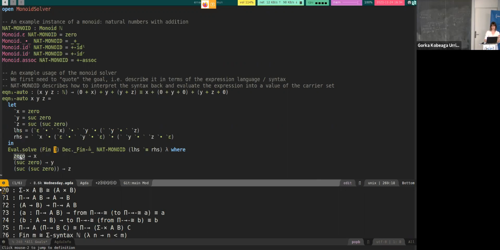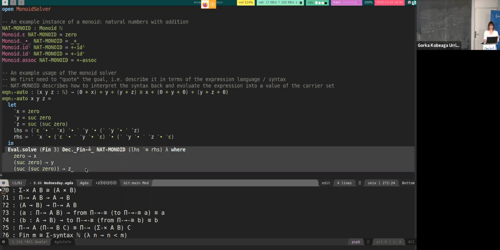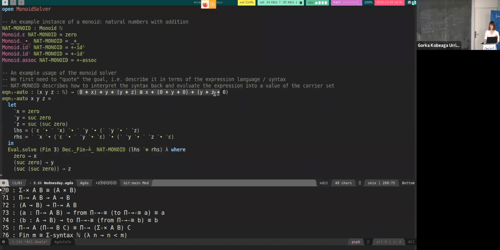And so I assign to fin0 one of the variables, x, to fin1 I assign y, and to fin2 I assign z. And then we can call solve on this thing to solve this original goal without having to manually reassociate all the parentheses and call identity.